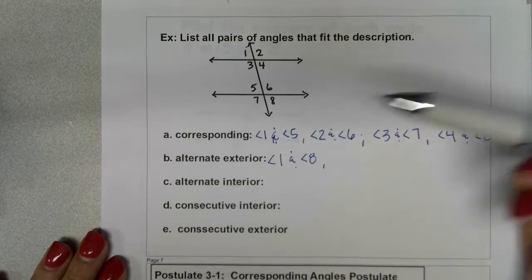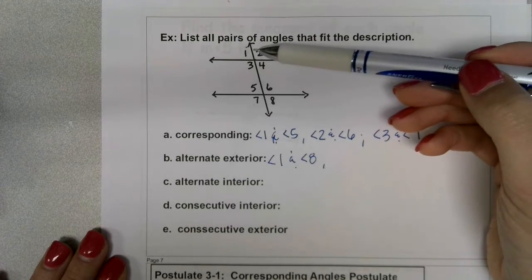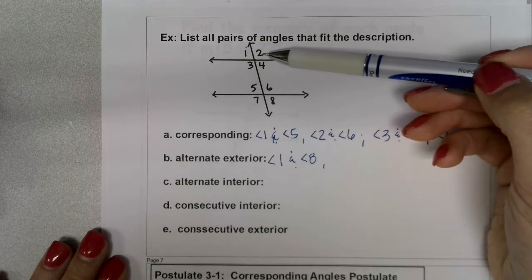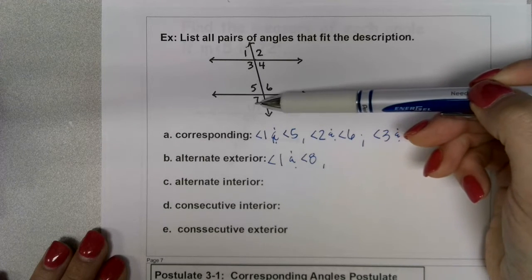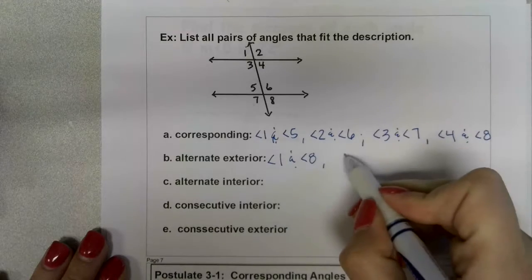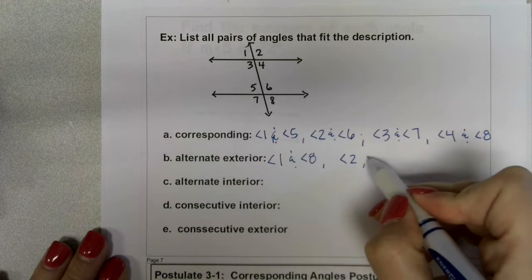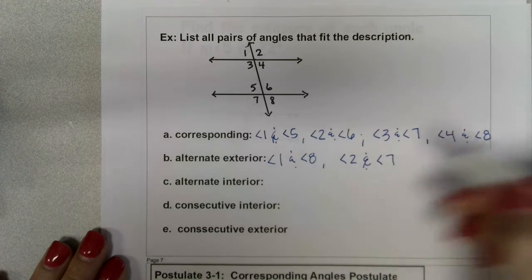All right. The same thing for angle 2. If I'm on the right side of my transversal out here, the opposite side would be angle 7 on the outside of this line. Angle 2 and angle 7.